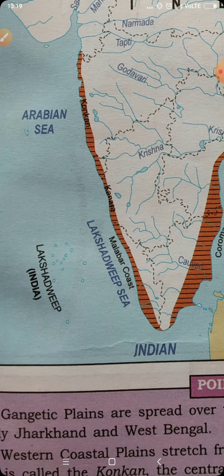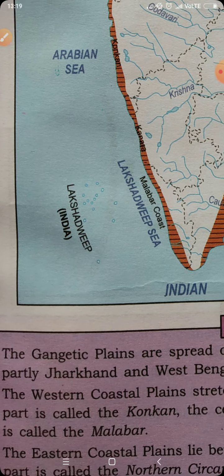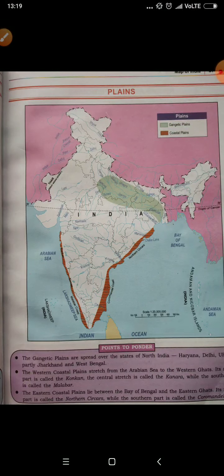The Arabian Sea is shown, Lakshadweep is shown. All this we have to keep in mind. In this one map you can make the plains. If you have not made it, please make it, because I will check when school reopens.